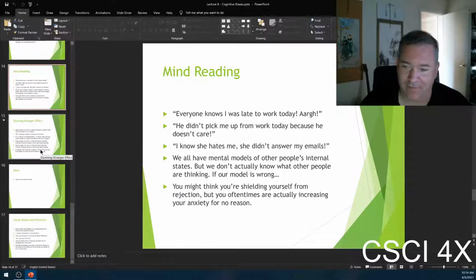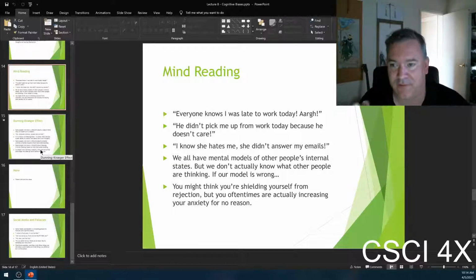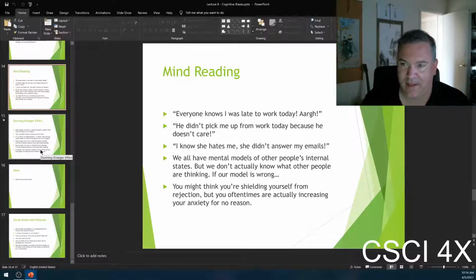Mind reading, very common. We think we know what other people are thinking when we don't, unless they tell you. Very common. Like, we think, oh, this person has said this because they hate us or something like that. We're not telepaths. Like, maybe some of you guys are. I don't think so though. We can't read other people's minds, but we think we can.